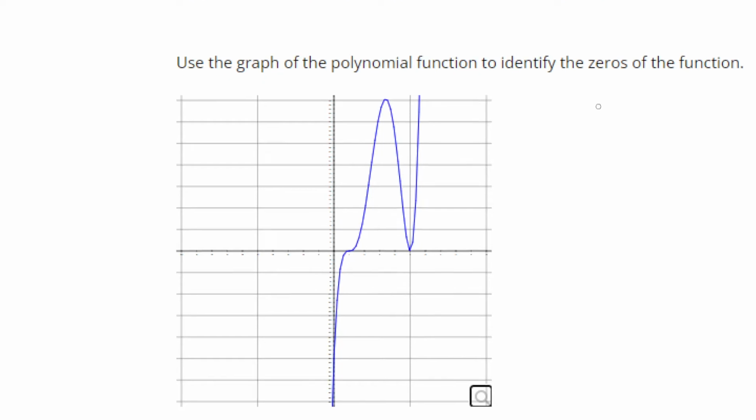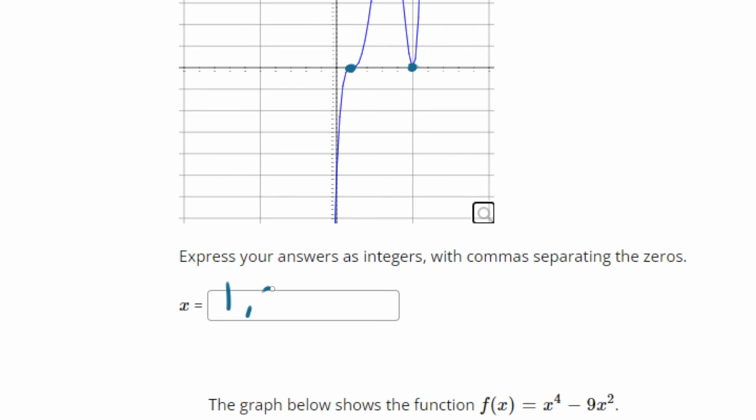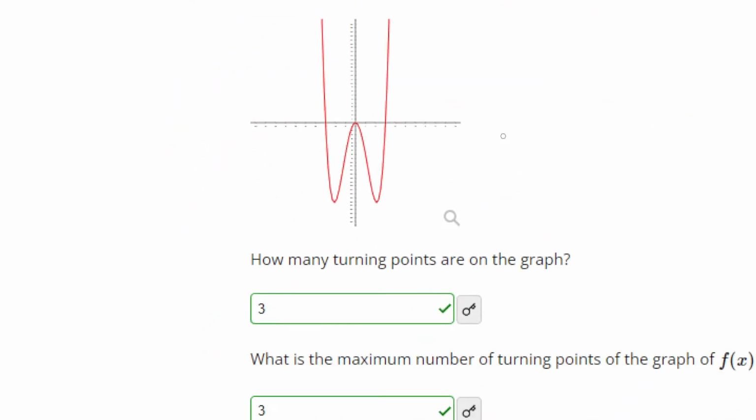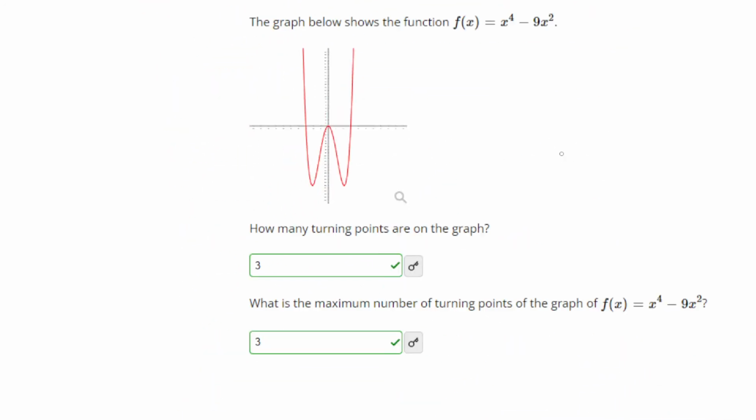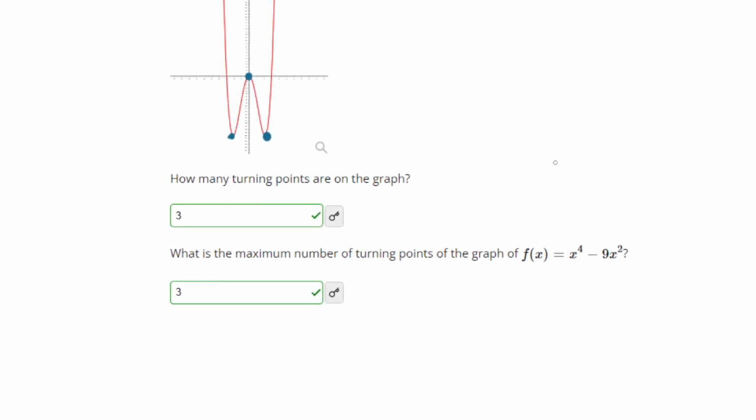This one's telling us to use the graph of the polynomial function, basically the same question, to identify the zeros. This one is a bit harder to see on here, but it's basically going to be 1 and then 5. This one is asking us how many turning points are on this graph of x to the 4th minus x squared, and it's going to be 3. So we have one right here, one right here, and one right here. And what is the maximum number of turning points we can have? That's going to be 3 because it's the leading term's degree, so 4 minus 1, which is 3.